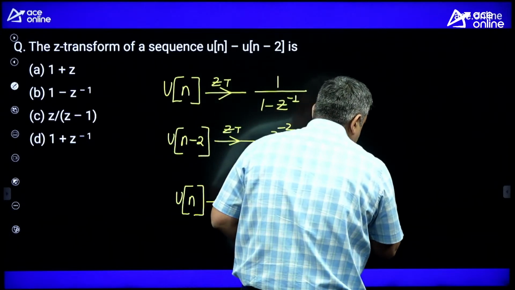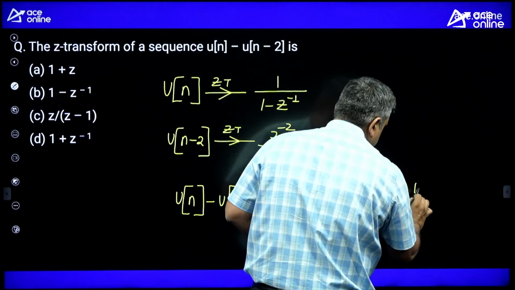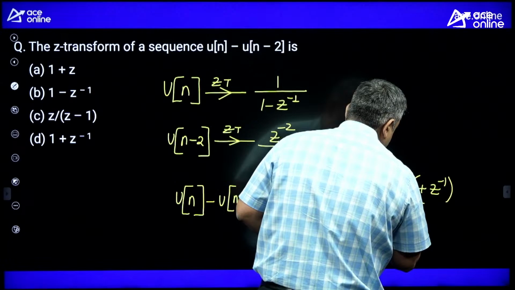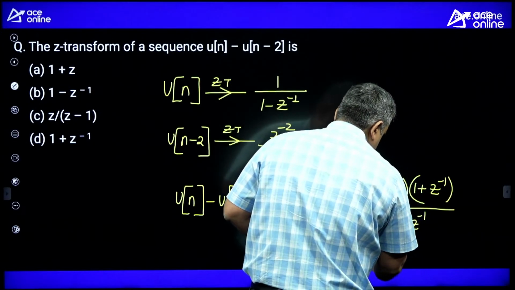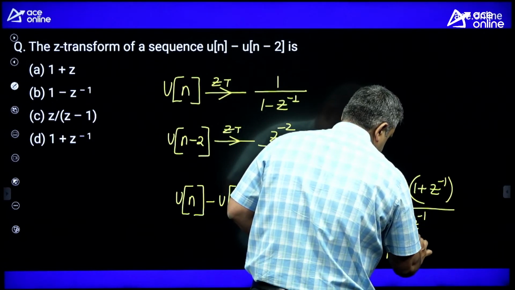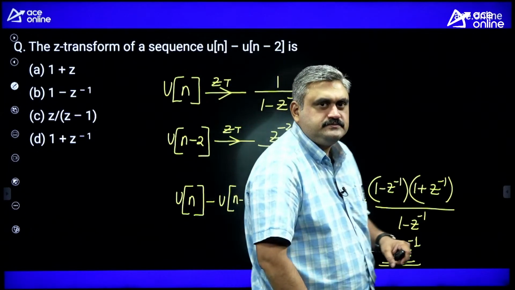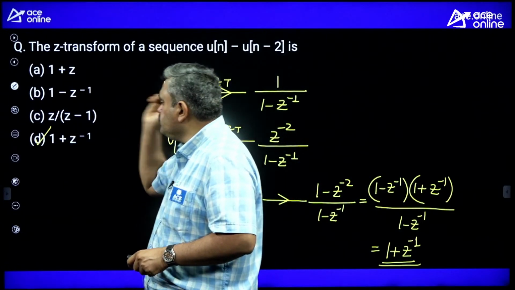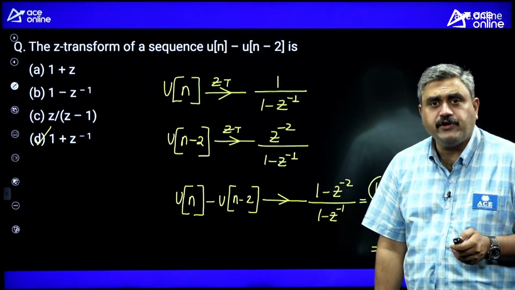So how can you write this? This numerator I can write as 1 minus Z inverse into 1 plus Z inverse. This whole is divided by 1 minus Z inverse. So your answer will be 1 plus Z inverse. That's all. So straight away you can tell option D. So this is how the numericals will be framed in your exam. You can do it in a very quick time.